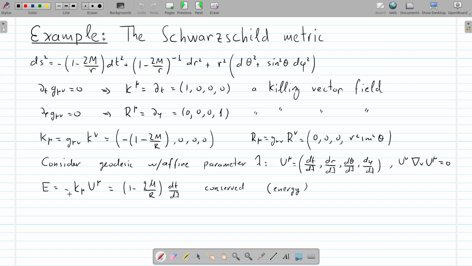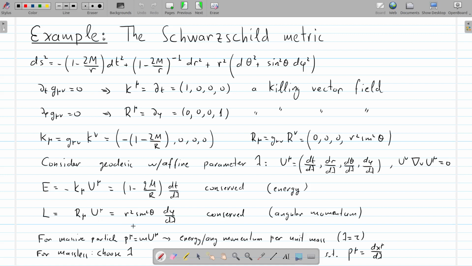So from what we have already said before, the inner product of K with U is a conserved quantity, and we call this quantity the energy of the particle. Whereas R dot U gives us another conserved quantity, which is the angular momentum of the particle.